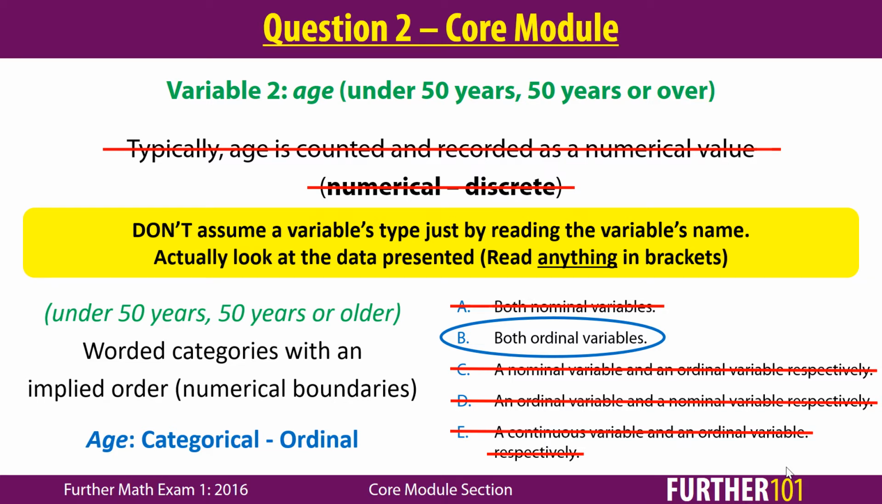It's interesting to note that 45% of students incorrectly selected answer D, not recognizing the ordinal characteristics of this variable. That's probably because there was only two categories and it's hard to see any implied order. That doesn't eliminate the possibility of order, especially when the numerical boundaries between categories are very clear.